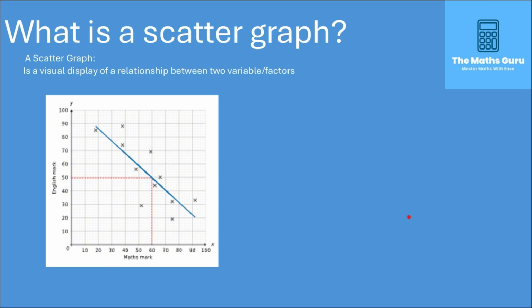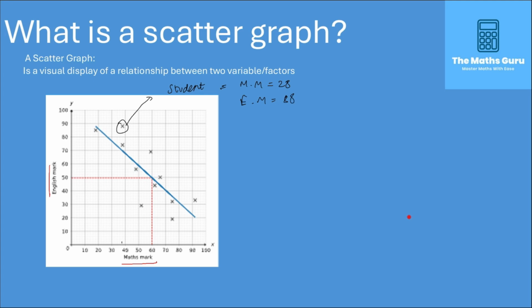So, in this example here, our two factors are maths mark and English mark, and this is obviously to do with students taking a test. And what we can see here is that on the bottom axis, we are plotting the student's maths mark, and on the y-axis, we're plotting our English mark. And we plot, so each one of these represents a student, and as you can see here, his maths mark looks like it was equal to 28, and his English mark was equal to about 88, right?